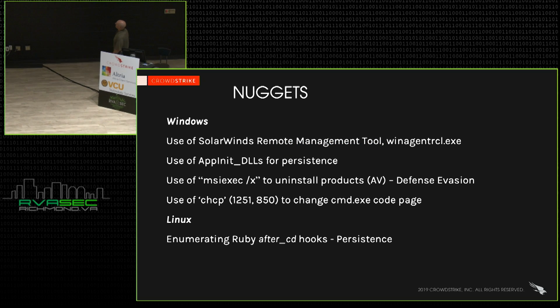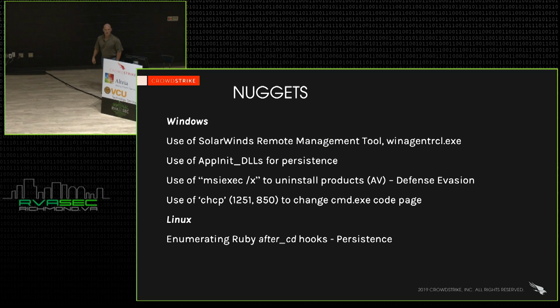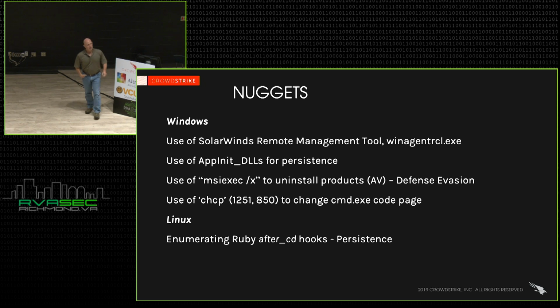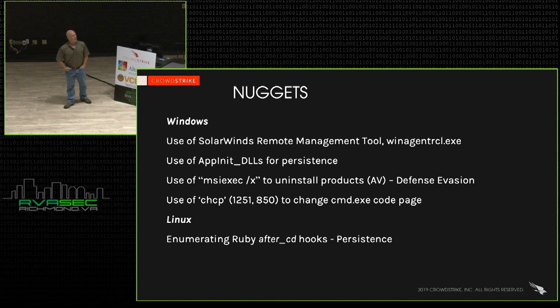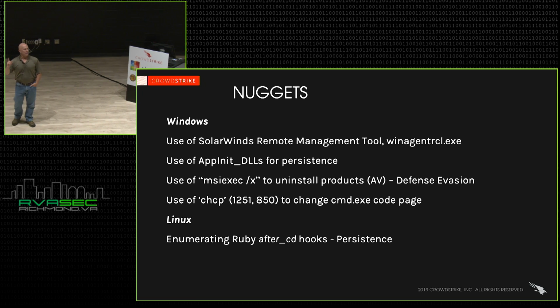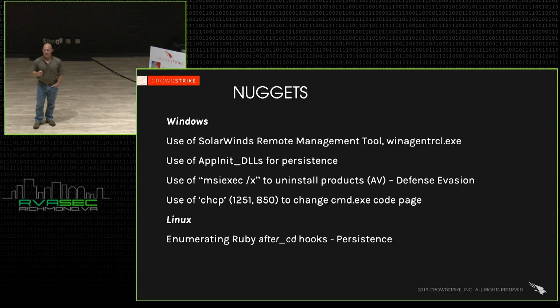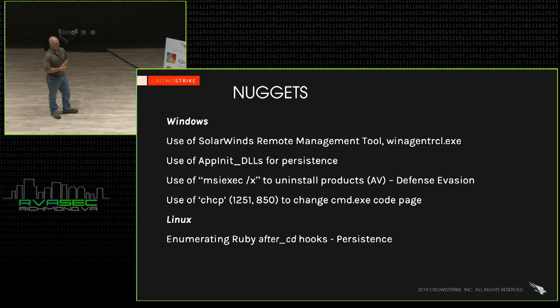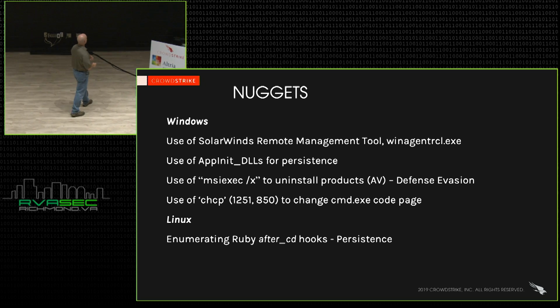Some other nuggets. SolarWinds remote management. I did my master's thesis using SNMP, so I'm a little bit familiar with SolarWinds. I've actually seen a bad guy use the SolarWinds console to move laterally within the infrastructure. Use of AppInit DLLs for persistence. Anybody know what that does? Another feature from Microsoft. Basically, anything you have listed under this registry key gets loaded every time you run a GUI. So what's a GUI? Notepad, Word, everything you use on a daily basis.